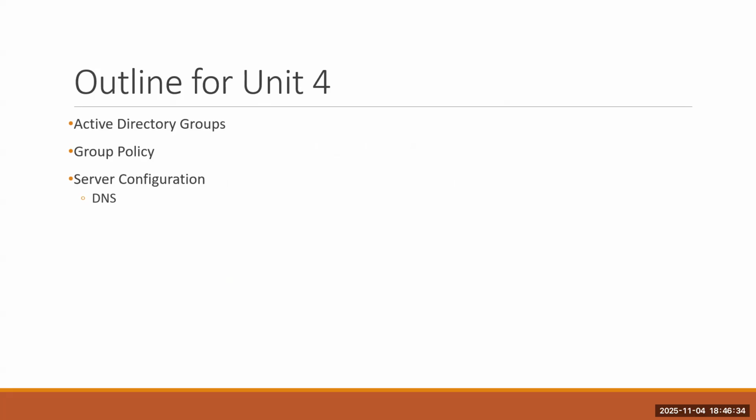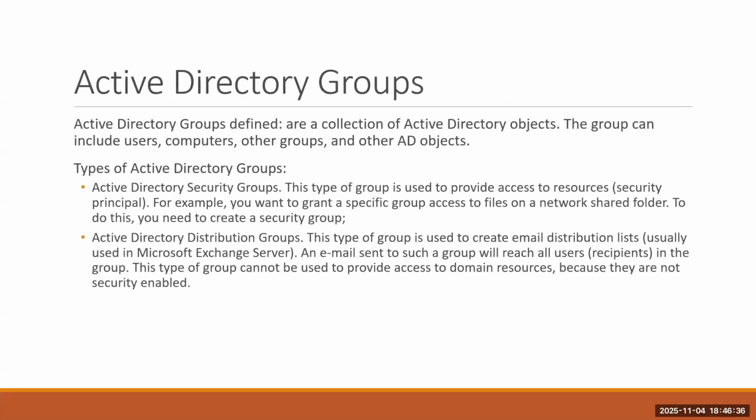So I talked about AD. It's a collection of objects, right? Groups that include users, computers, other groups, and AD objects. So what types of groups can you have? You can have groups for security principals. You can have network share folders. You can create a security group, that kind of deal. So distribution groups, this type of group is used to create email distribution lists, usually used in Microsoft Exchange Server.